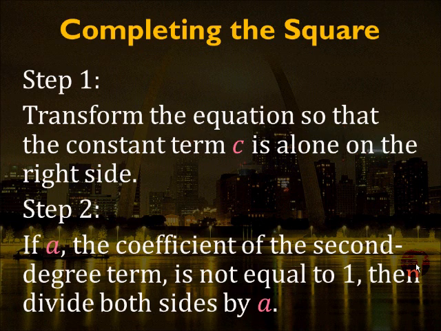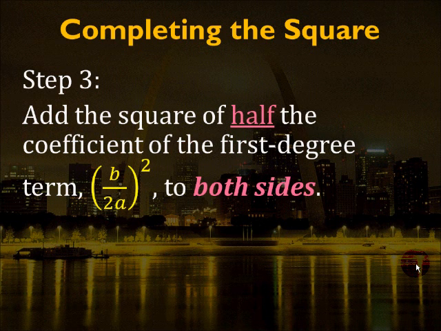Step 2, if a, which is the coefficient of the second degree term, is not equal to 1, then divide both sides by a. So if you have an x squared as the first term, you're all set. But if you have a 2x squared or a 3x squared or whatever, you're going to have to divide both sides to get that coefficient out so that you make it an x squared instead of a 2 or 3x squared.